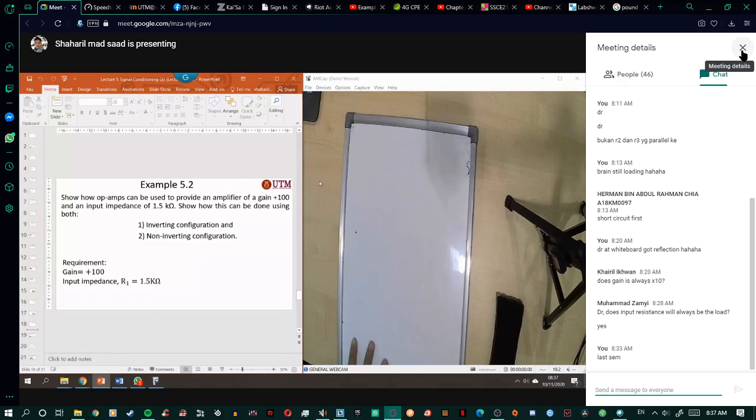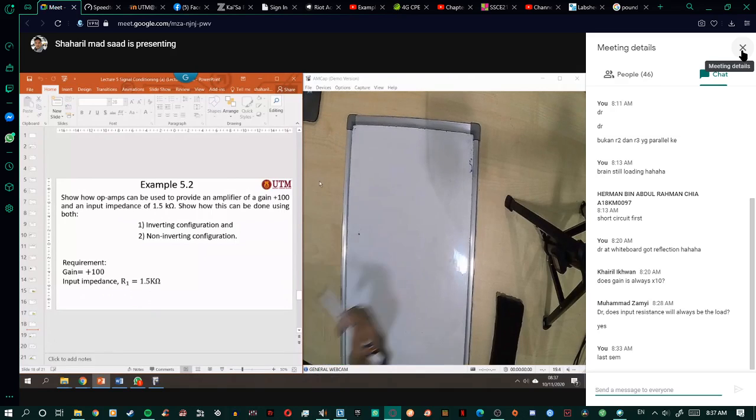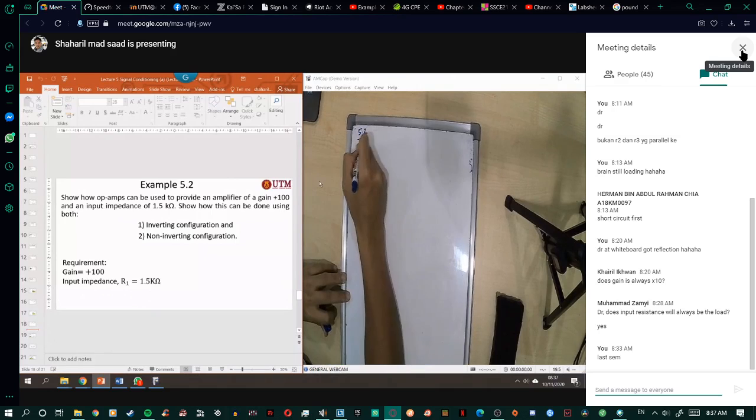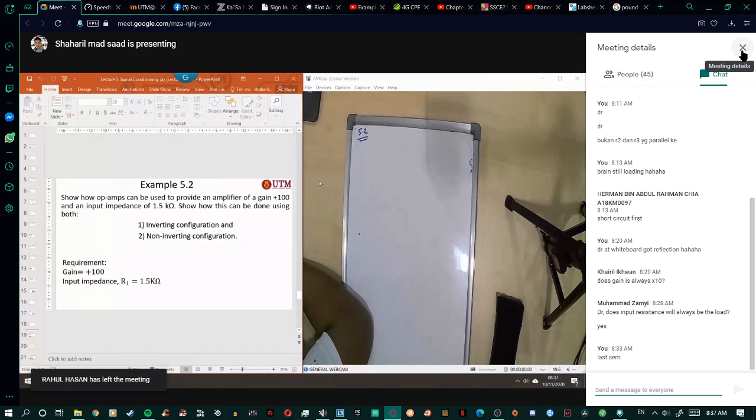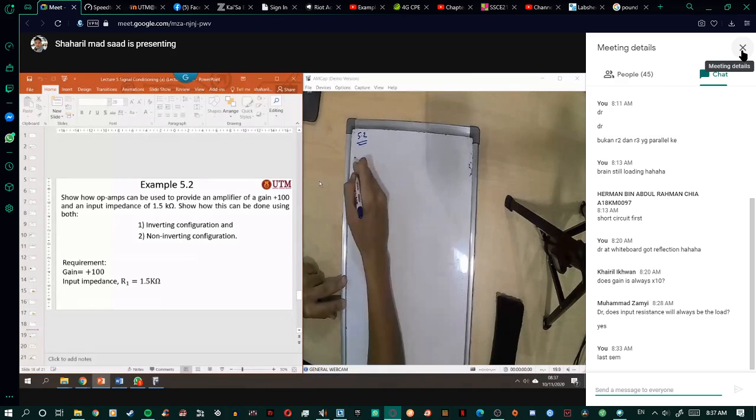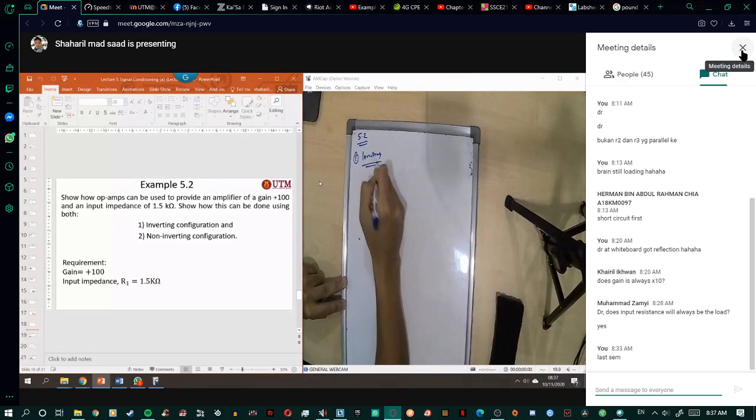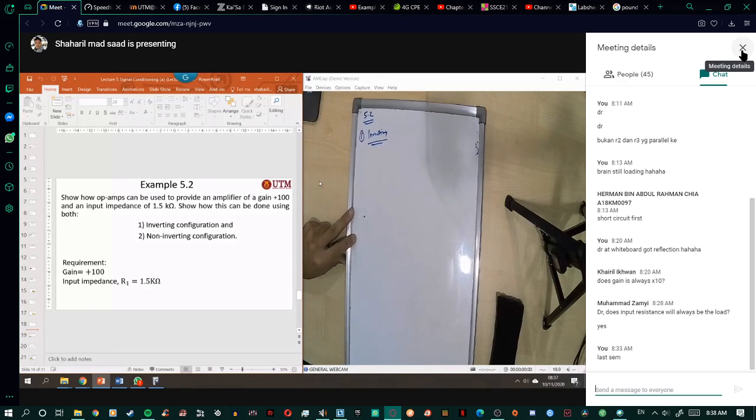Okay, so example 5.2 here. Show how an op-amp can be used to provide an amplifier of gain plus 100 and an input impedance of 1.5 kilo ohm. Show how this can be done using both inverting and non-inverting. Okay, so right now we want to do the inverting first.